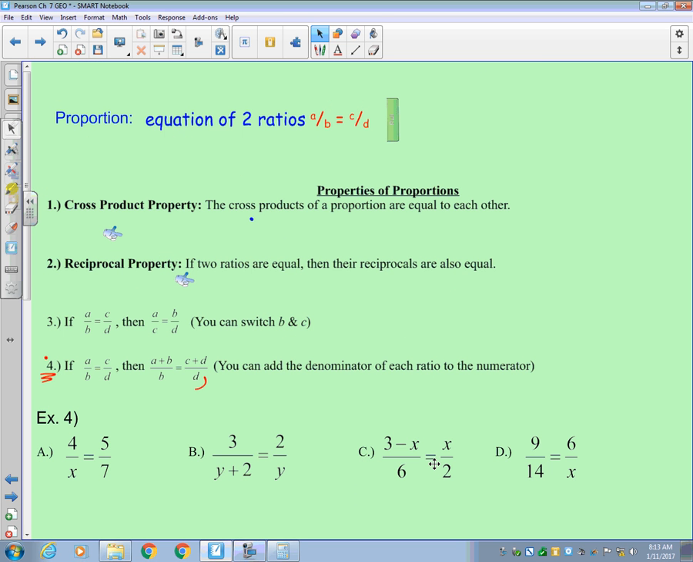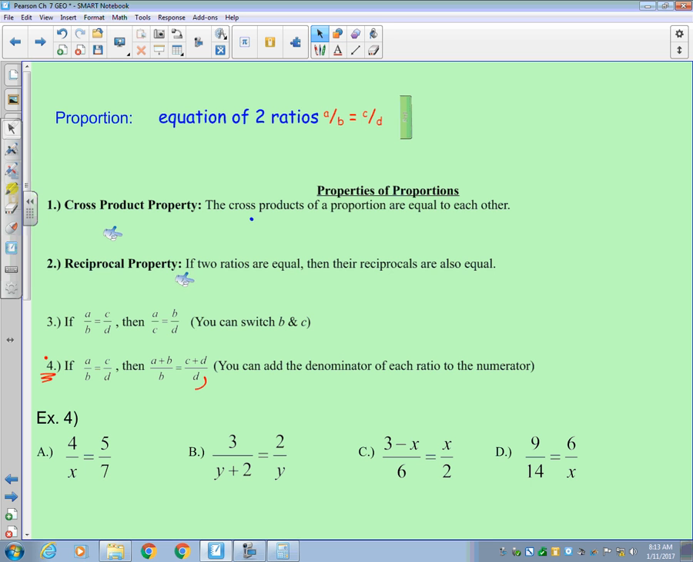All right, we're going to look at the idea of proportion. A proportion is an equation of two ratios, like A over B equals C over D. Take a moment, pause the video and write that down. This is not a new topic to students at the geometry phase, but it's a good reminder.